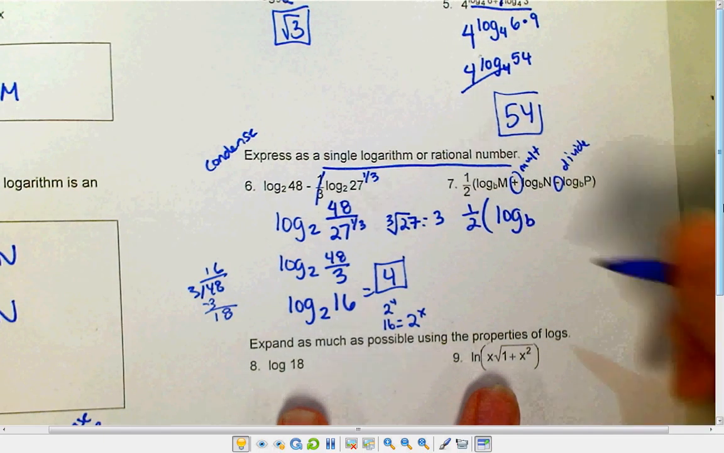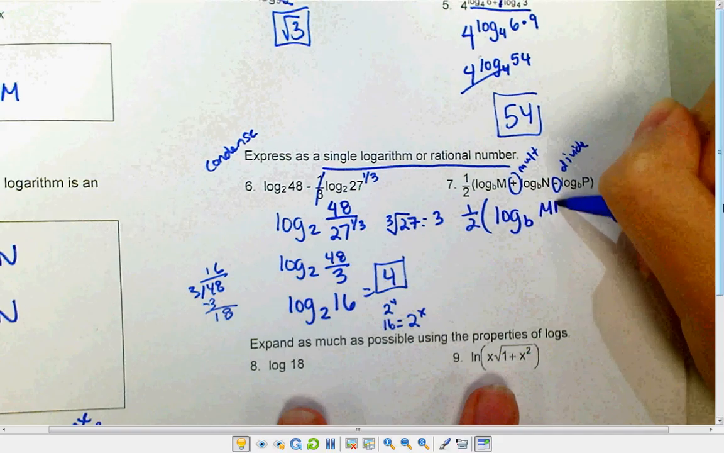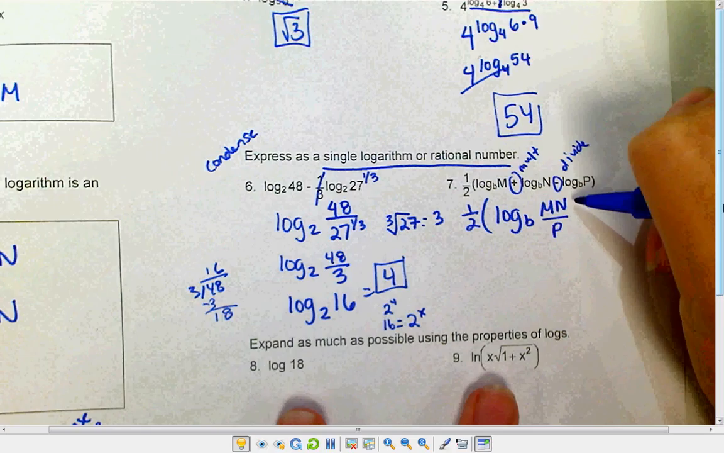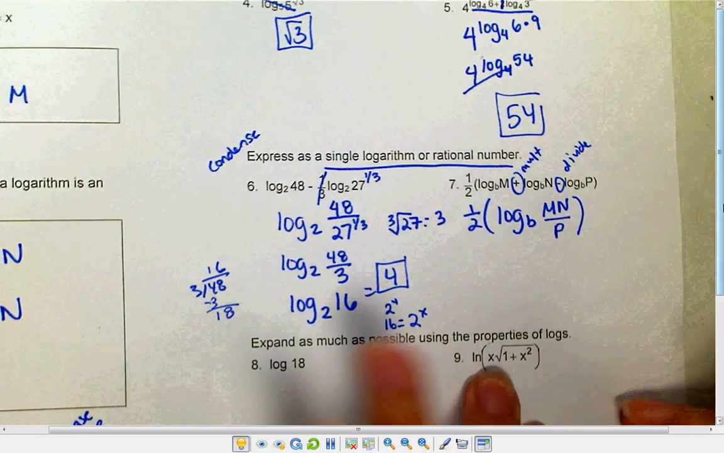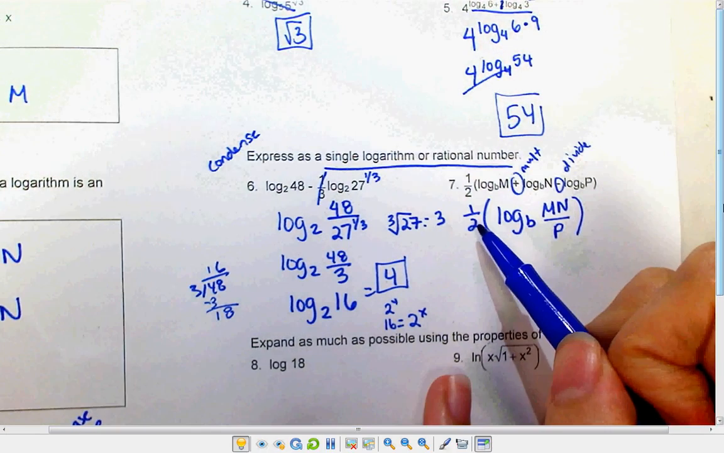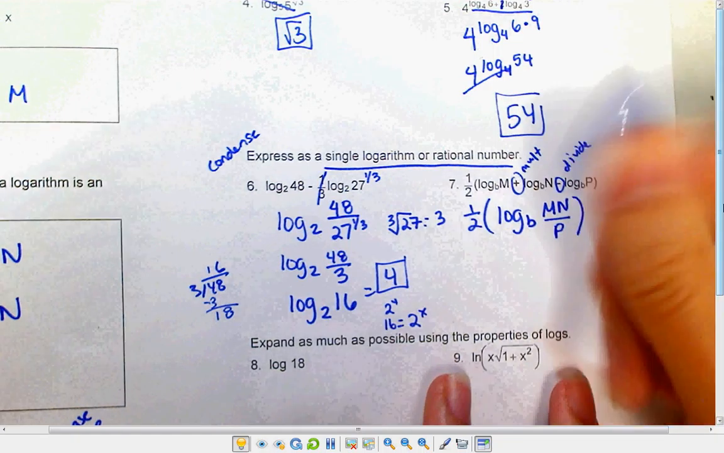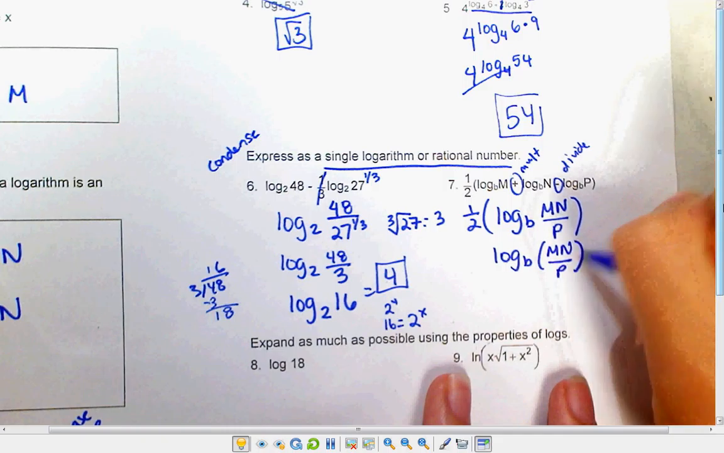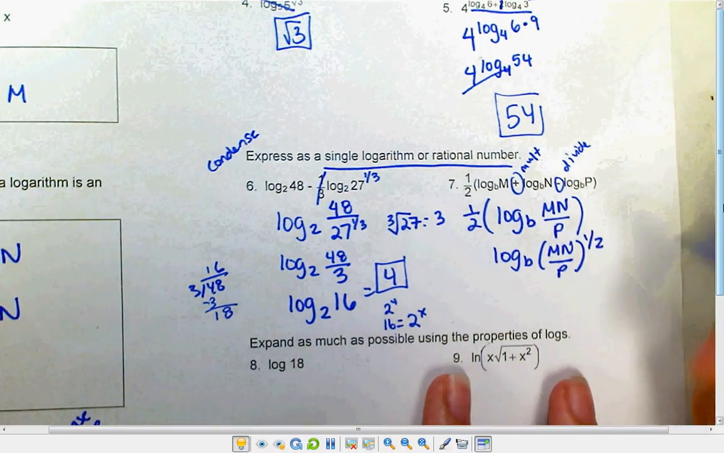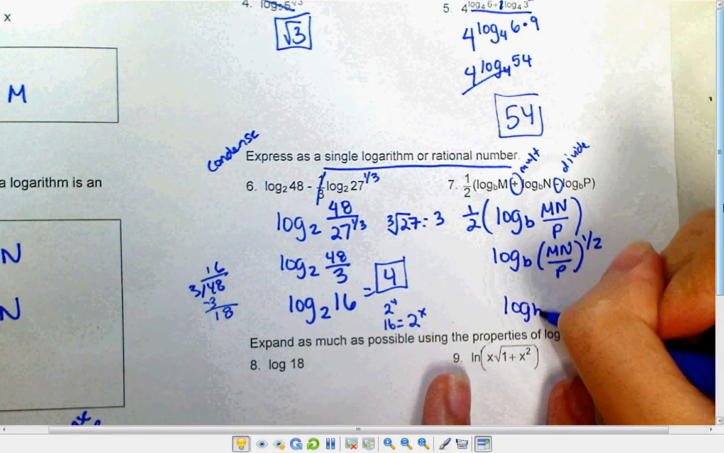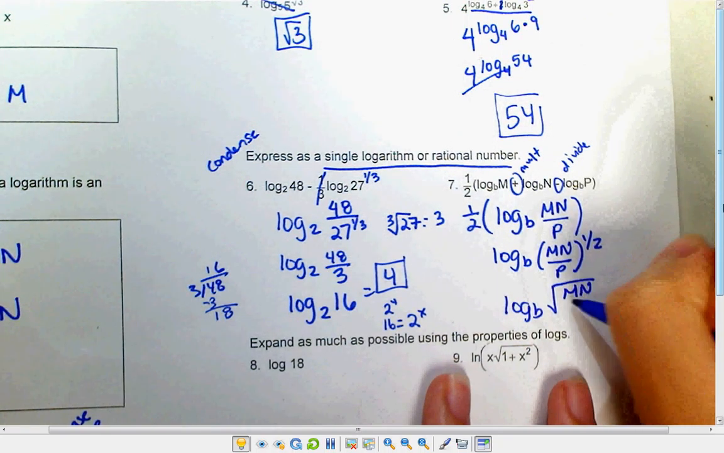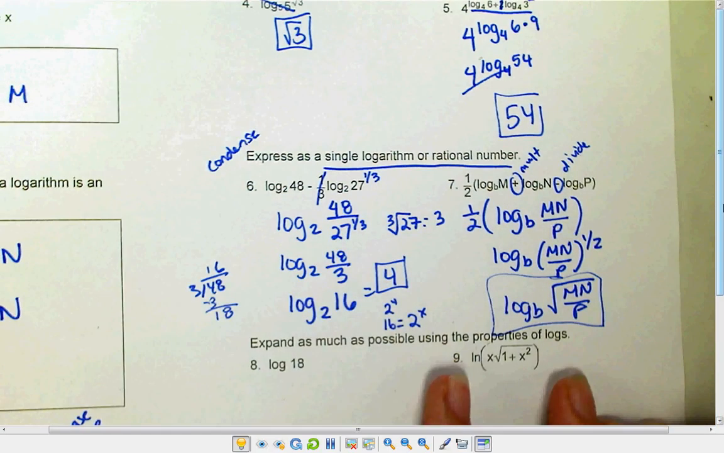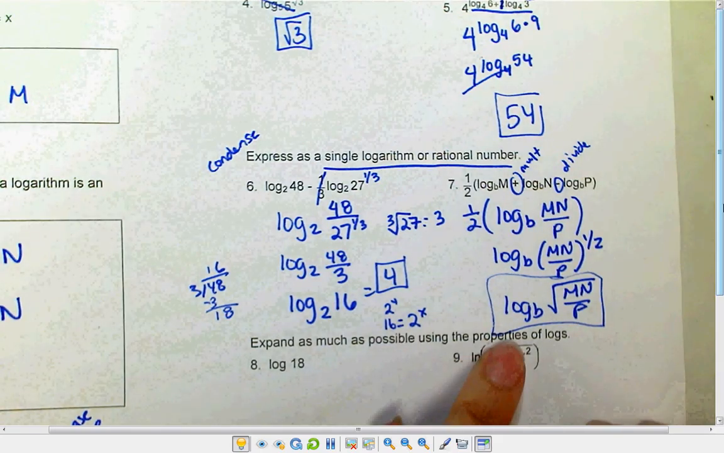Right, so the way we're going to write this is if we have m times n, I'm just going to write them together, divided by p, it's going to look like this. So now I've turned them all into one log. With this 1/2, what I'm going to do is put it up as my exponent. So this is log base b of mn over p to the 1/2. And I can actually rewrite this as square root of mn over p. So this is my final answer. Since they're variables, I can't actually evaluate them. That is this as a single logarithm.